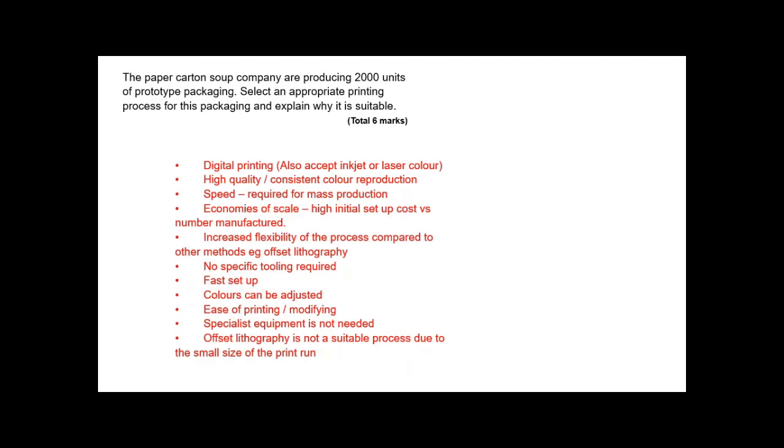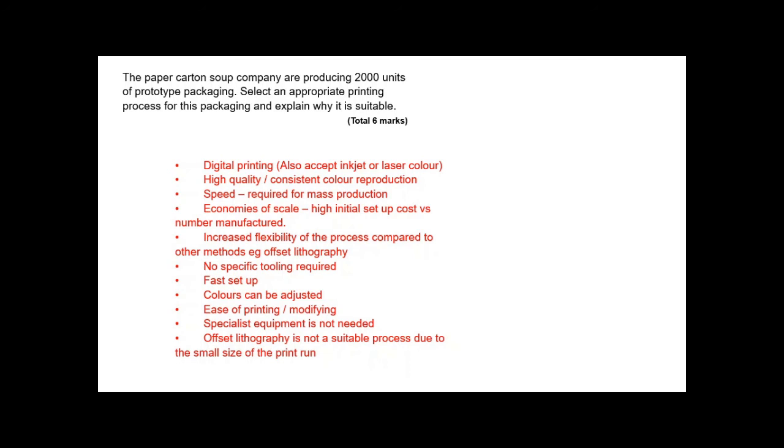So you would use something like digital printing, which could have been inkjet or laser color printing. So it's high quality, consistent colors, so it's always going to look the same. It is fast, so you can do mass production quite easily. Good economies of scale, which means high initial setup cost, but actually once you've set it up, you can make loads as quickly as possible. It doesn't matter. It's easy.